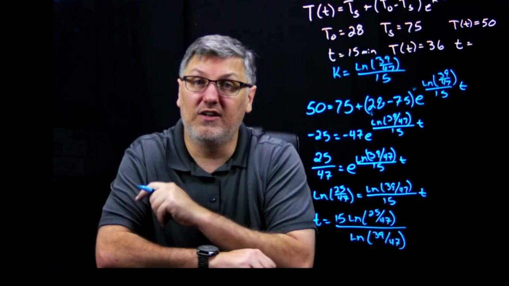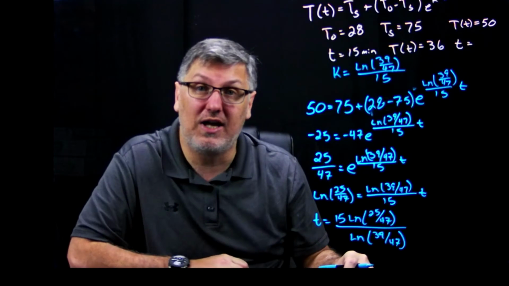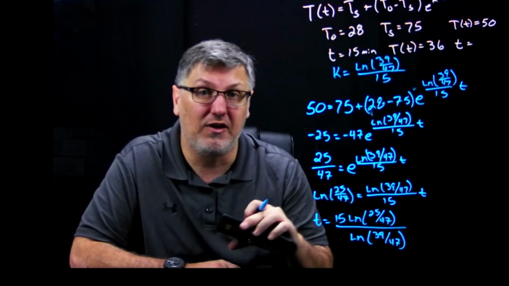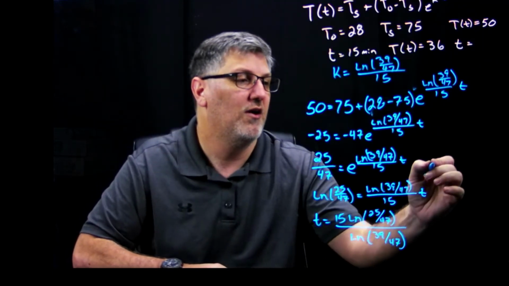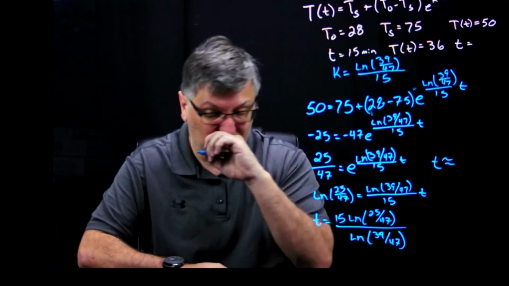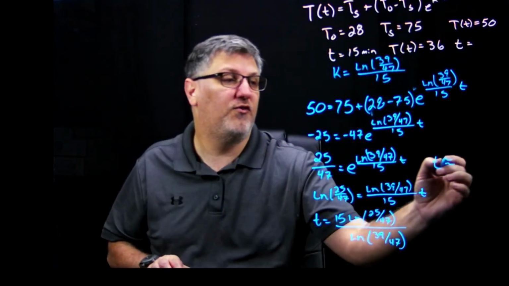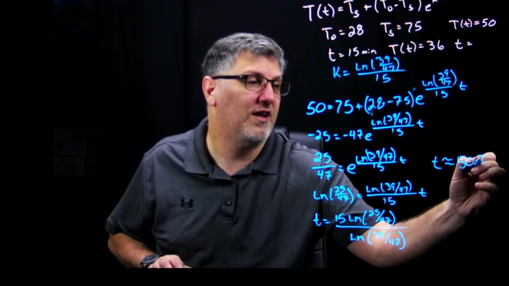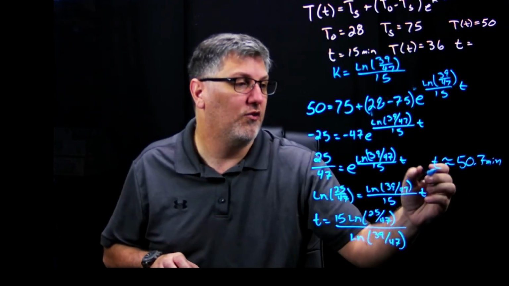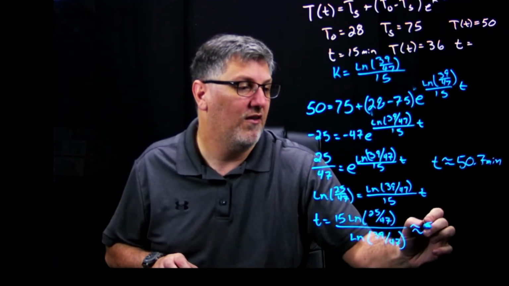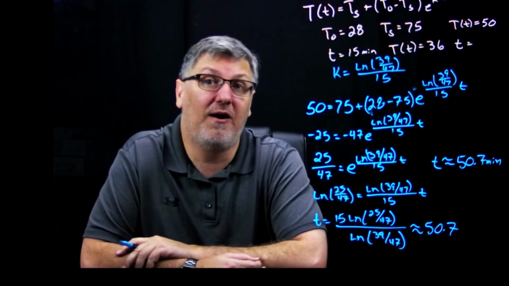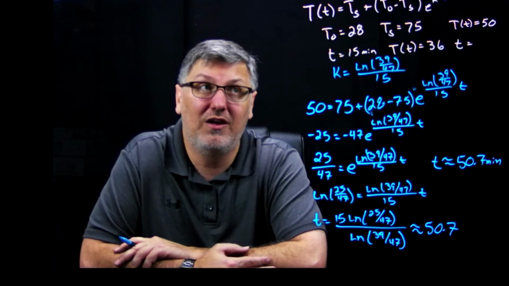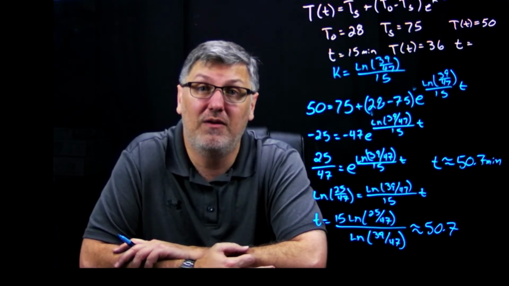All right, that's the exact time, but I have no idea what that number is off the top of my head. And that is why we have a tool called a calculator. Let the calculator do the number crunching for you. When you do this, my t is going to be approximately 50.7 minutes. So my time, it's going to take that pizza about 51 minutes to get to 50 degrees Fahrenheit.